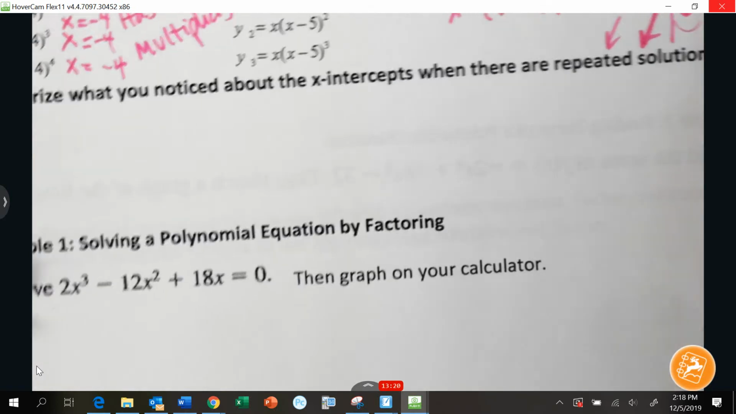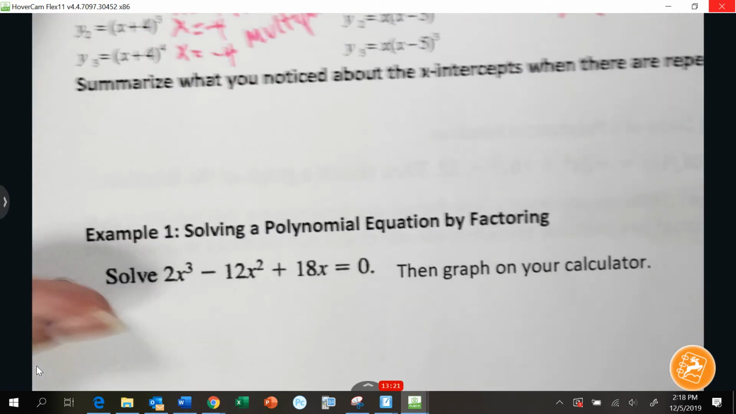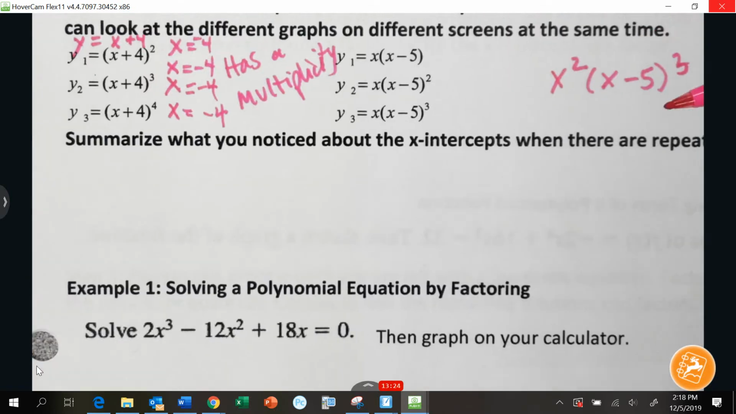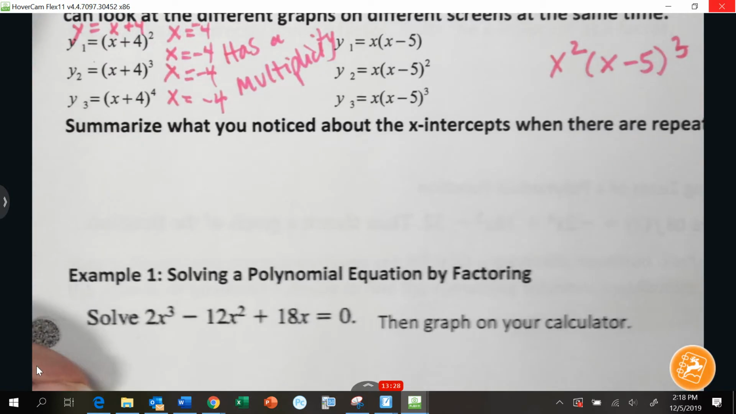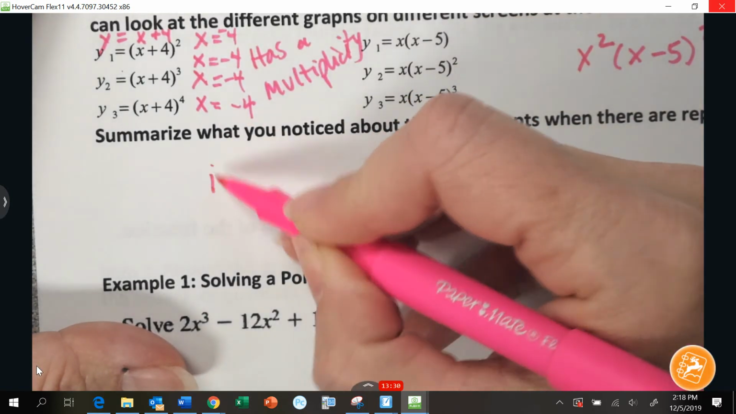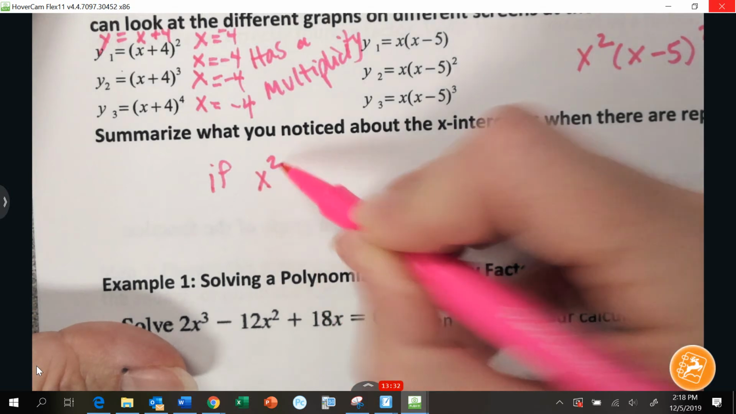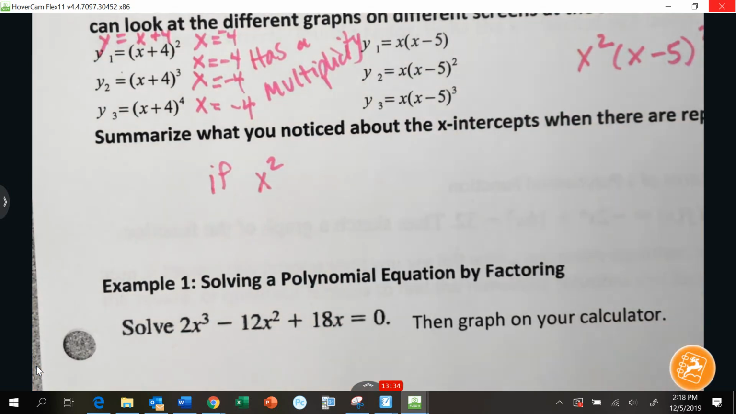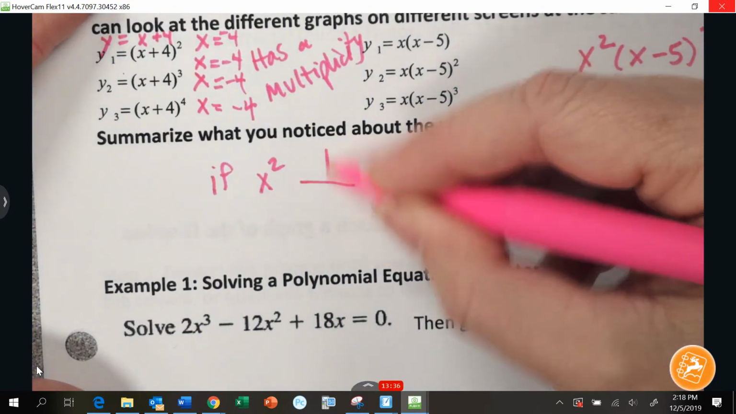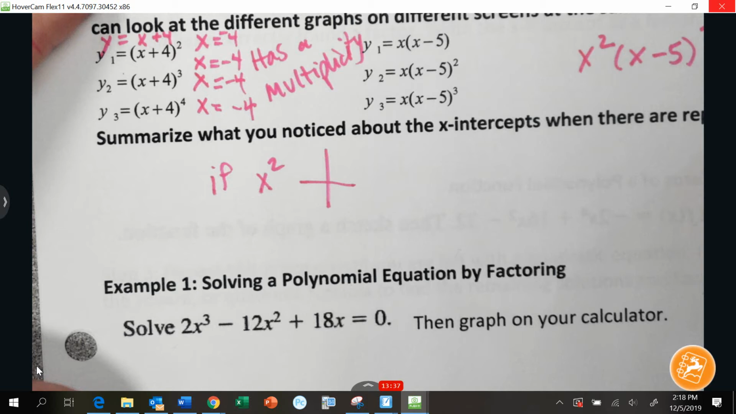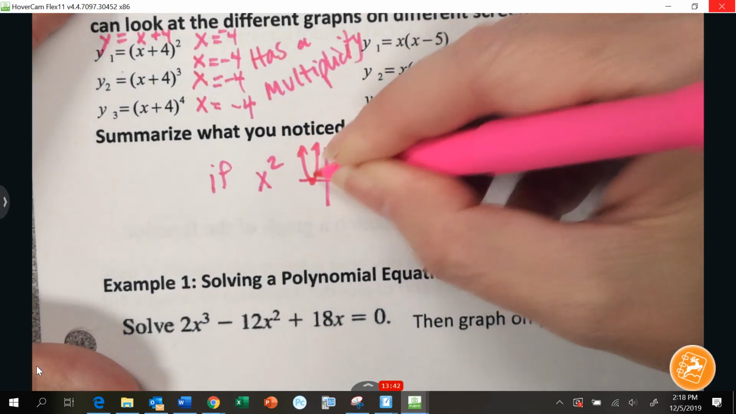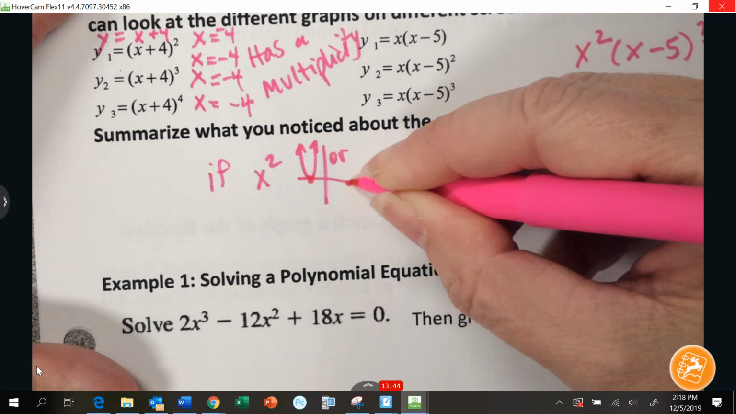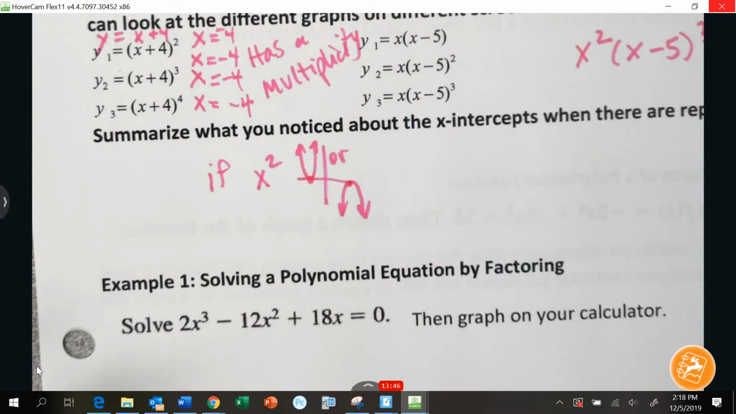Your head's down. Okay. So it says summarize about the x-intercepts when they are repeated solutions. So if it's squared, what would the x-intercept be? If it's squared, well, it could be this way, or it could be that way. But if it's squared, there will be a parabola at that x-intercept.